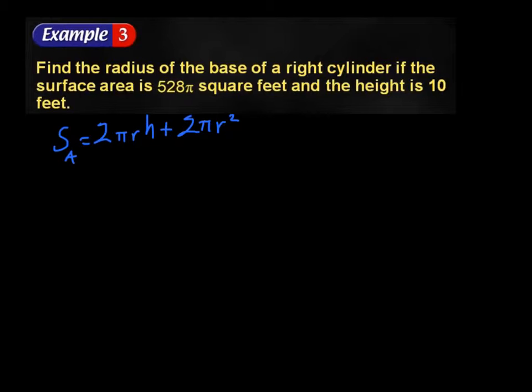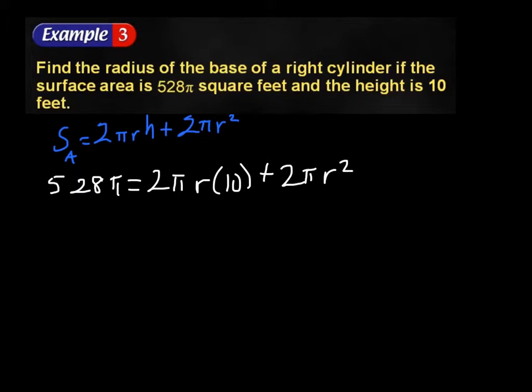Find the radius of the base of a right cylinder if the surface area is 528 pi square feet and the height is 10 feet. Okay, interesting. They gave us a surface area and they left pi as pi. That was nice. And 2 pi, find the radius. Oh, I have an r. The height is 10 plus 2 pi r squared. Okay, I have r's. Well, I see a 2 pi everywhere, so if we divide both sides by 2 pi, that'll get rid of those.